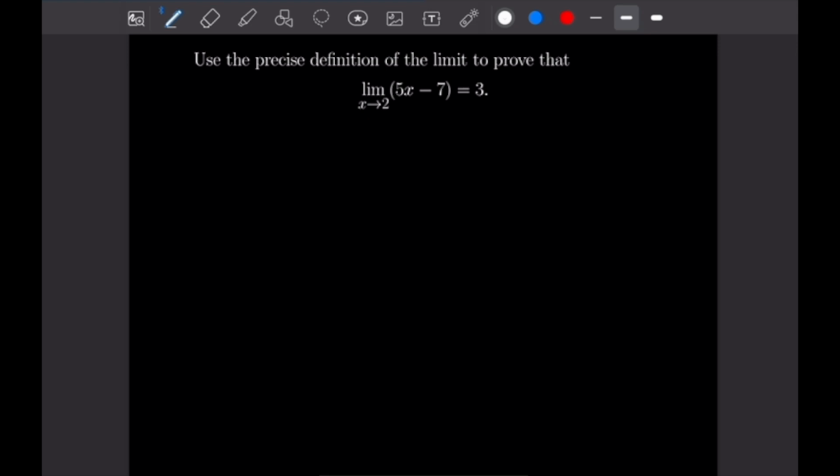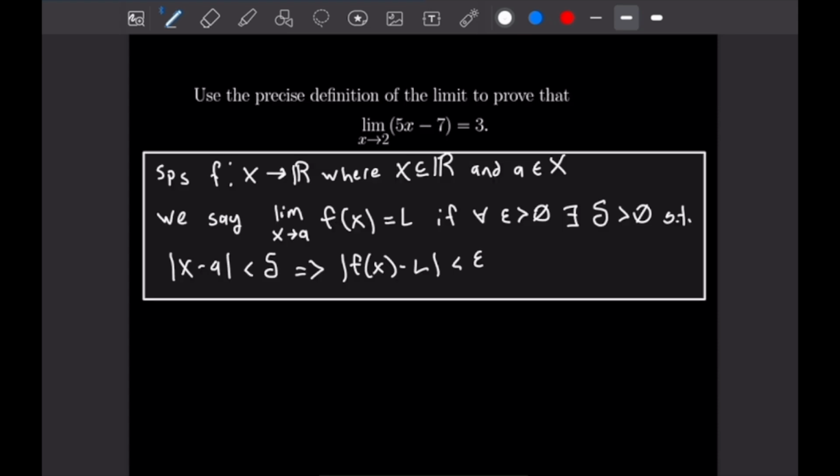Now, today's example video is going to be on limit proofs, specifically using the epsilon-delta definition of the limit. So let me go ahead and write out that definition for you, and then we can use it to get into this first example. Okay, so I've written out the epsilon-delta definition for evaluating a limit here.